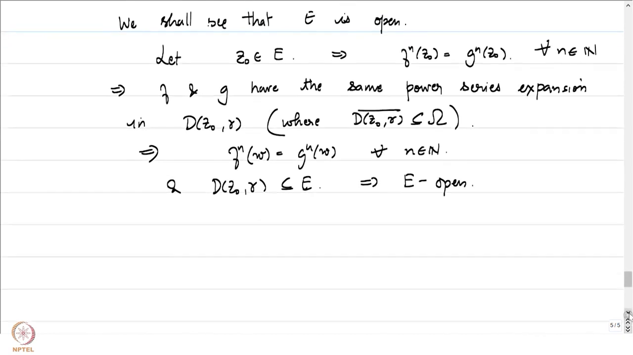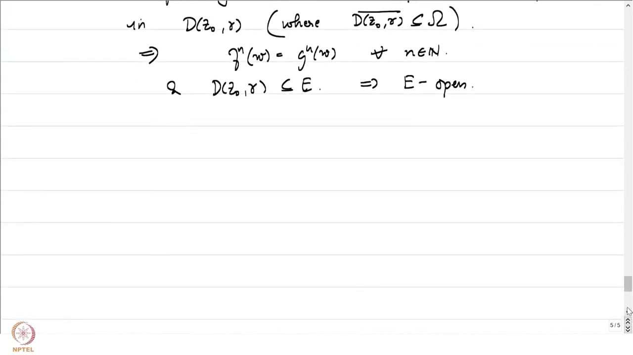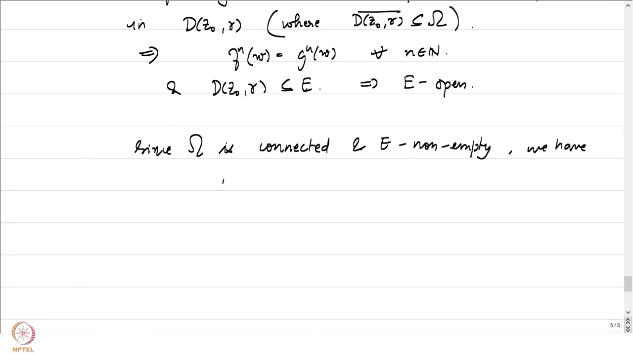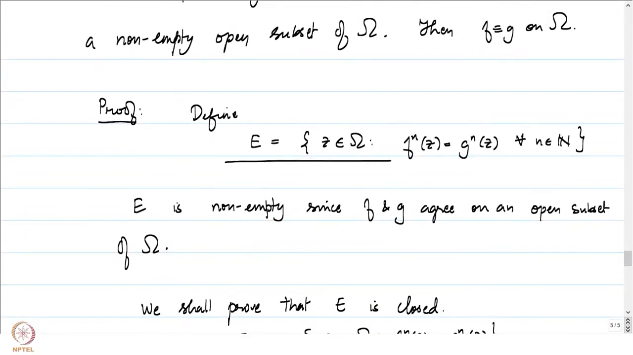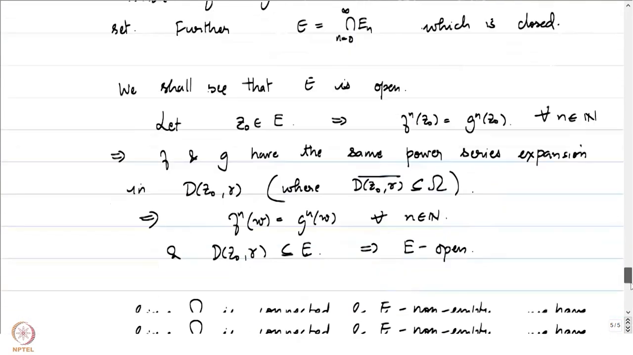And by connectedness, this will be a separation if E is not the entire set. Since omega is connected and E is non-empty, we have E is equal to omega. And that's precisely what we had set out to prove. What is that? If E is equal to omega, that would mean that F is equal to G on the entire set omega.